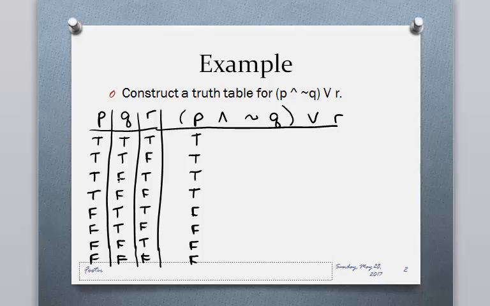Our Q column, we're going to copy under the Q. So pairs of T's, pairs of F's. A pair of T's, a pair of F's. And here's our R column. We're going to copy that underneath the R over here. So we're going to alternate true and false all the way down.